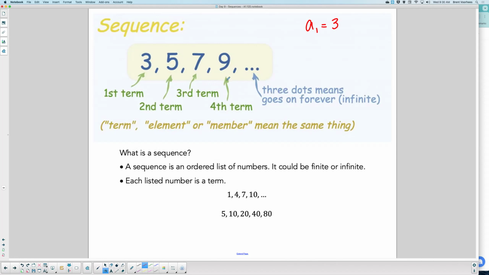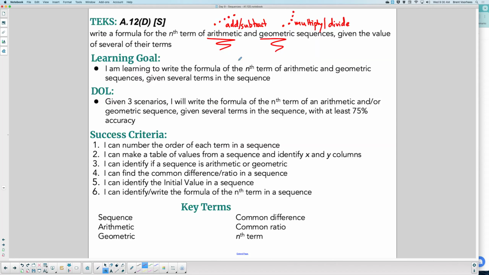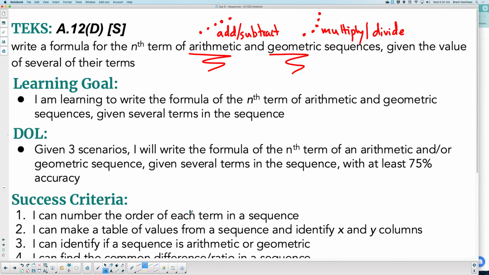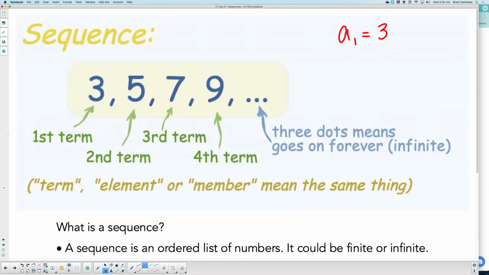Multiplied by 2 or add by 2? Add. Because I'm adding, I'm going to go back to the previous slide. Because I'm adding, this is an arithmetic sequence. So that's why I'm using the letter A. So A1 would be 3. That means it's arithmetic. What would A2 be?